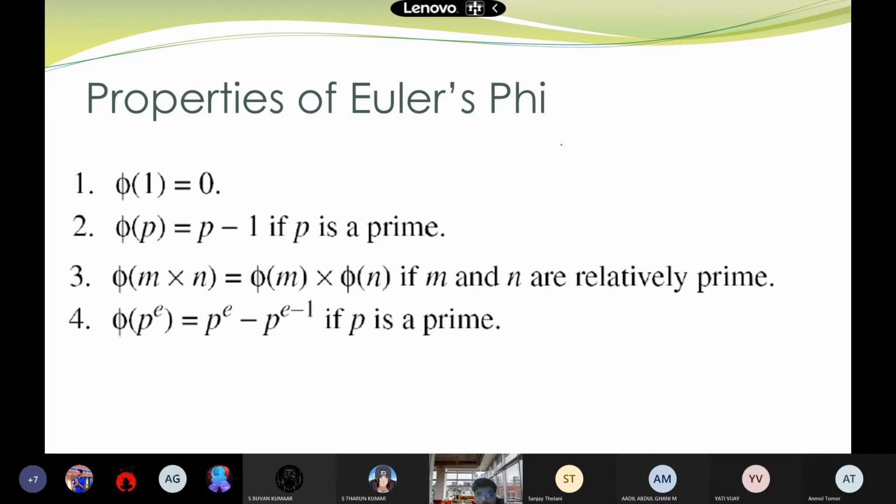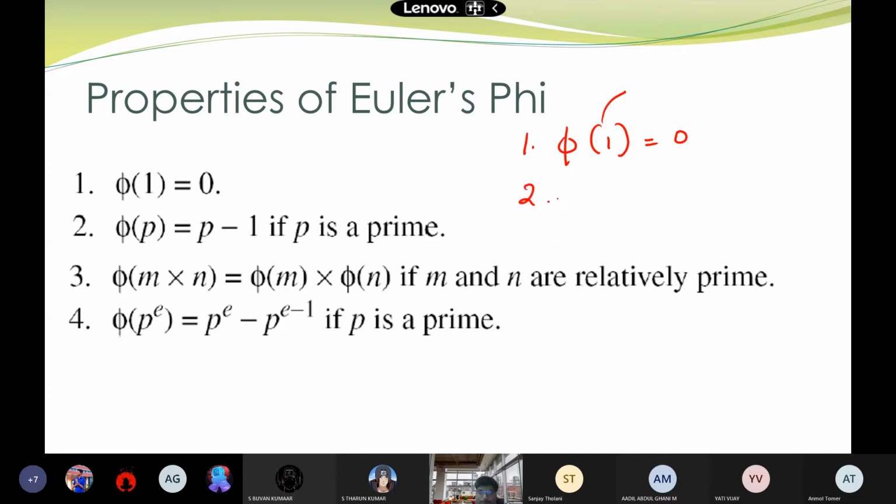So the first property says phi of 1 is going to be 0. What does it mean? If the n value is 1, the number of elements in that set that are smaller than 1 and relatively prime to 1 is going to be 0. This is the first property. Okay, please note this down. I want all of you to write it down, because otherwise you will lose focus.